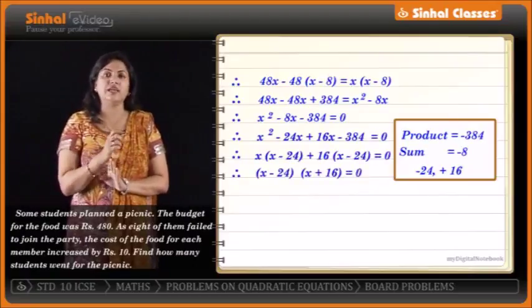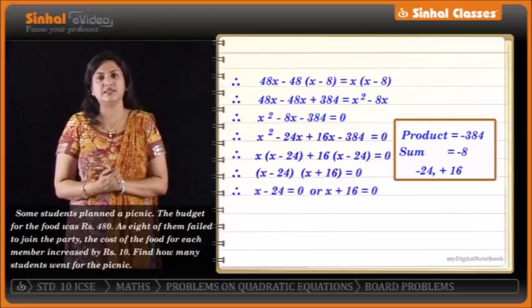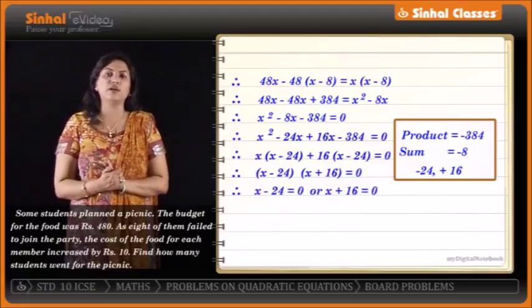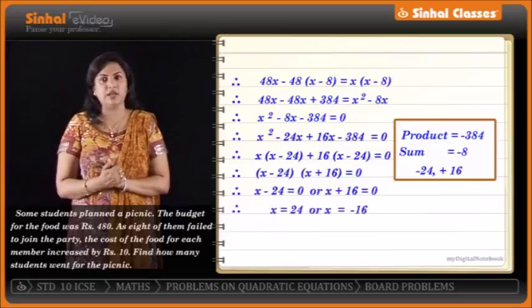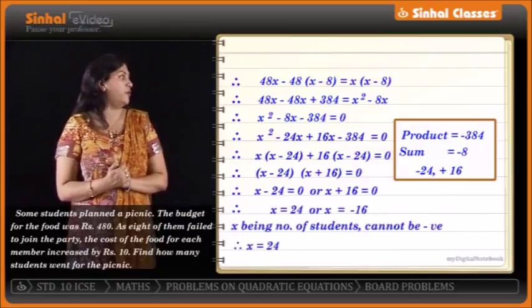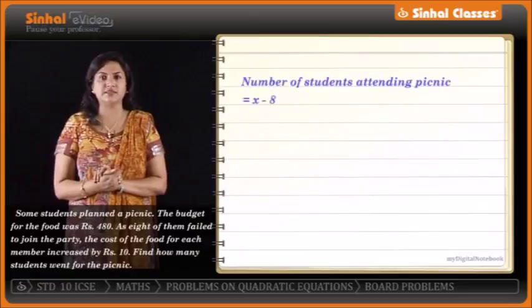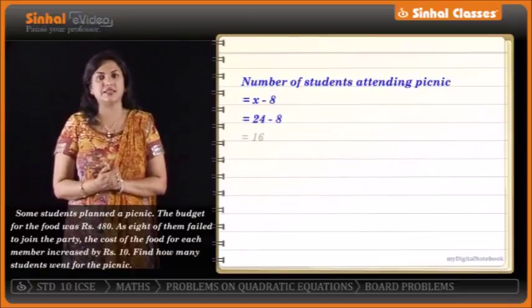So we have either x minus 24 is 0 or x plus 16 is 0. So x is equal to 24 or x is equal to minus 16. But x cannot be negative, so x is equal to 24. Now the number of students who attended the picnic is x minus 8, that is 24 minus 8, which is 16 students.